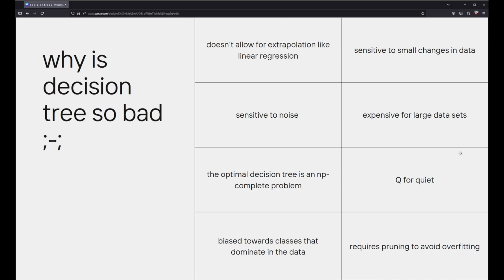And finally, like we said before, it can overfit. So it requires some measures in some cases to prevent this overfitting. And one of these is pruning.